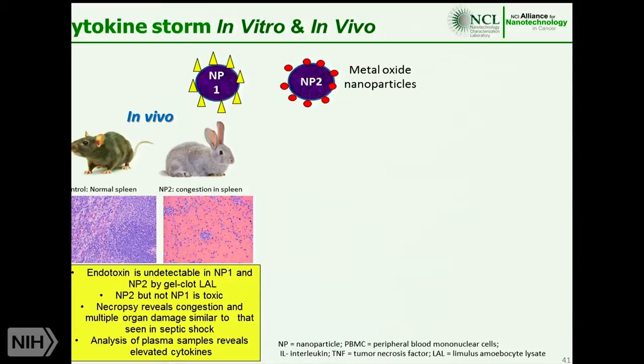Then our pathologists analyzed the tissues from these animals. They found congestion, which was very similar to that seen in septic shock. So even at some point, we thought that these particles were contaminated with endotoxin. But again, they did endotoxin tests and did not find any endotoxin. An analysis of the plasma samples from the animals showed high cytokine levels.